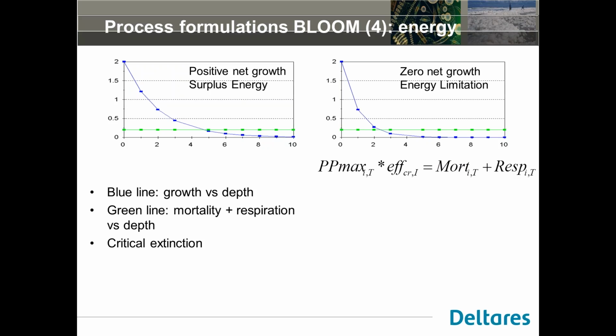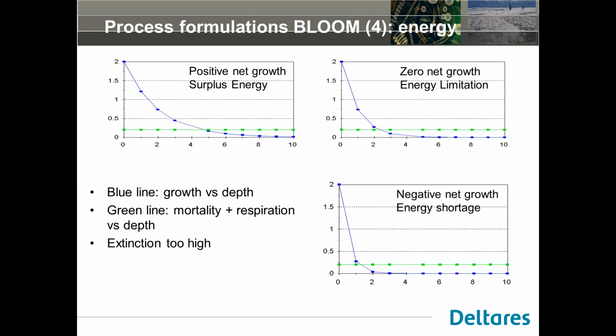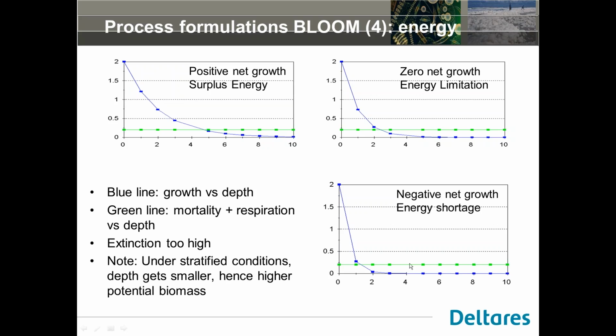So this is called energy limitation, and of course, if the extinction gets higher, so the water becomes more turbid, then the growth rate becomes even smaller, and it's now too small to compensate all the losses due to respiration and mortality, and so there's a negative net growth rate and energy shortage. Notice that under stratified conditions, the depths get smaller. So we shift to the left, which means actually that there will be a higher potential biomass.